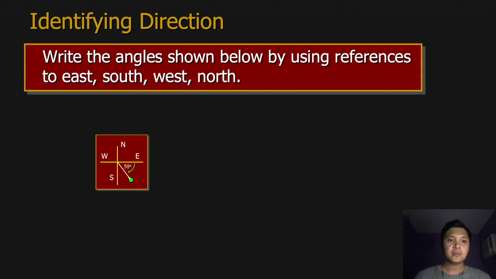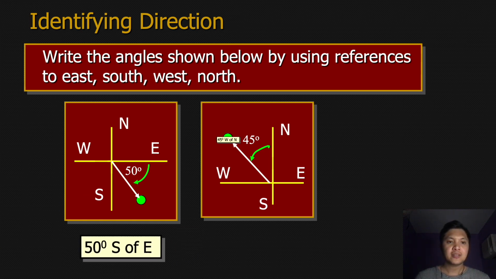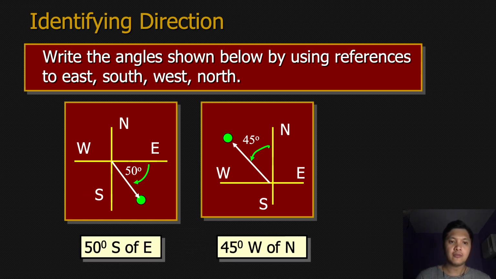Another example: you are asked to write the angles shown below using references to east, south, west, and north. Take time to pause this video and think of the correct answer. Now here are the answers. This angle here is 50 degrees south of east, while this angle is 45 degrees west of north.